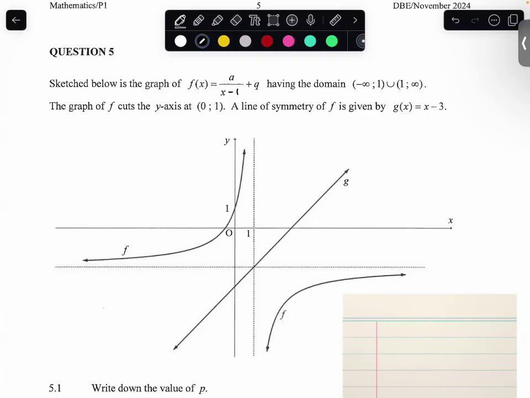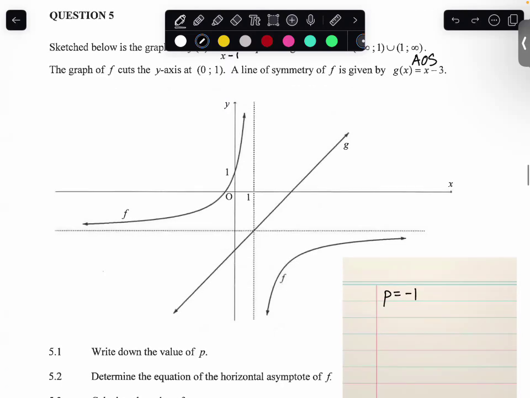A line of symmetry of f is given by, this is the axis of symmetry of the hyperbola, right? It's the one with a positive gradient, so y is equal to x minus 3. Okay, write down the value of p. We already have the value of p. We said it's minus 1. P is equal to minus 1. We put it in here, right? The next question then says, determine the equation of the horizontal asymptote of f.